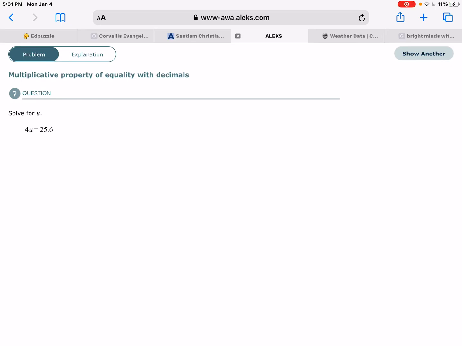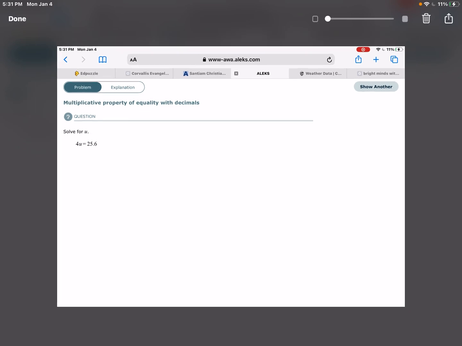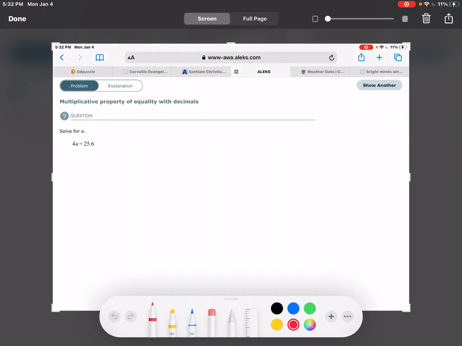Let's talk about the multiplicative property of equality with decimals. We've seen the multiplicative property of equality before. It looks something like this. We have maybe something like 3 times x equals 6, and we have to find out what number times 3 equals 6. Well, we already know that 3 times 2 equals 6, but let's suppose these were a little bit harder numbers. We can apply the multiplicative property.